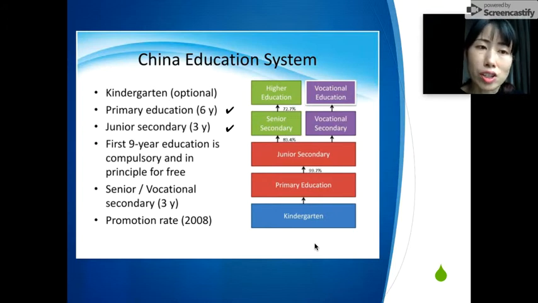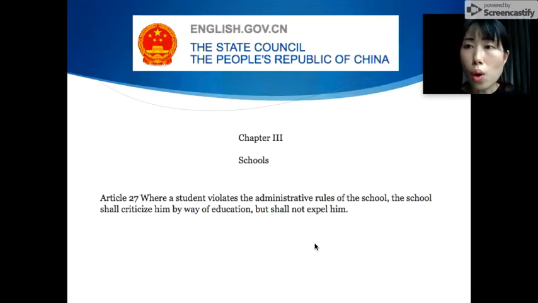It established the requirements for attaining a universal education and guaranteed school-age children the right to receive at least 9 years of education. There is one specific article I want to discuss. That is Article 27 in Chapter 3 of this law, where a student who violates the administrative rules of the school shall be criticized by way of education, but shall not be expelled.